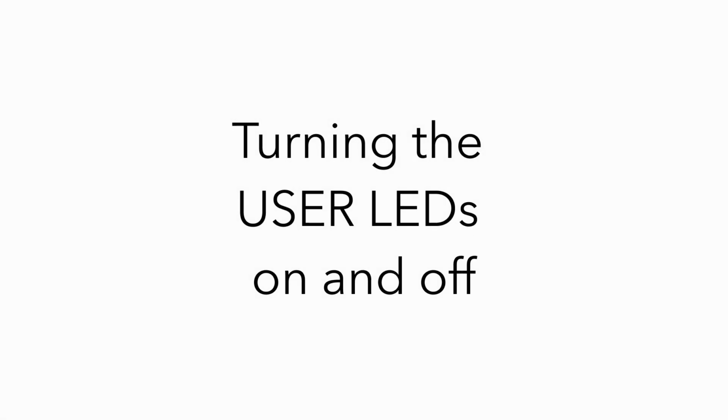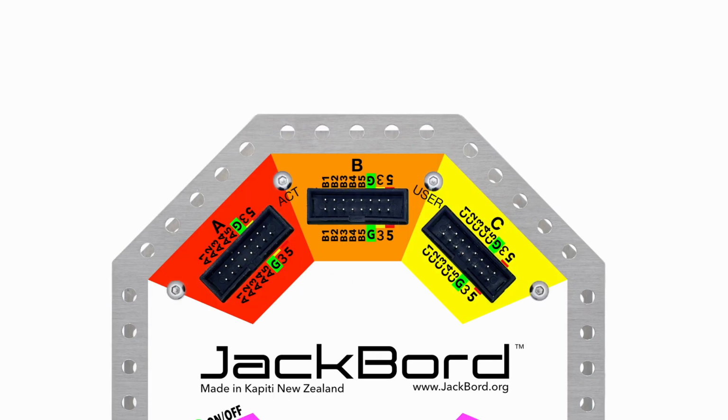The JackBord has a number of user LEDs built in. We're going to turn the first one, which is on the front right-hand side, on and off using the L1 port command. But before we do this, just a quick note. The user LEDs are controlled by port pins L1 to L3. In this example, we're going to be using user LED number 1, which is on the front of the JackBord, to the right of port B. This LED is controlled by port pin L1, so in the commands that we're about to use, we will be using port pin L1.